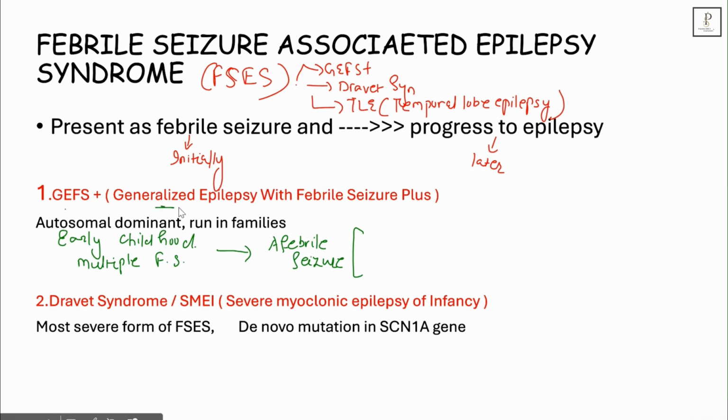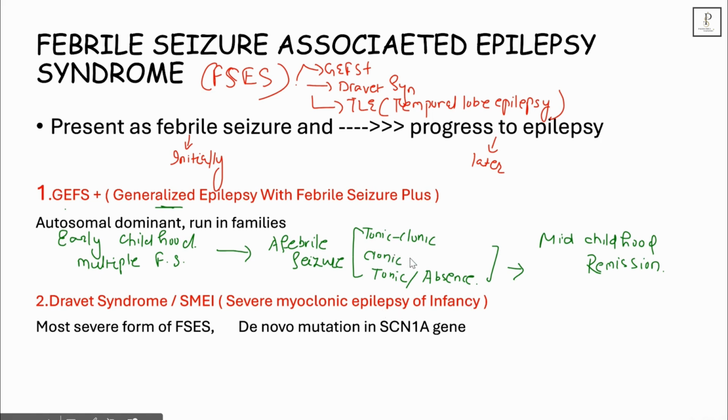So the term here is generalized epilepsy. The seizure will be tonic clonic, or clonic, or only tonic, or absence. So any type of generalized seizure. Then in mid childhood, there will occur remission. In early childhood it will start, in mid childhood there will be remission, and in between there will be generalized seizure without fever.